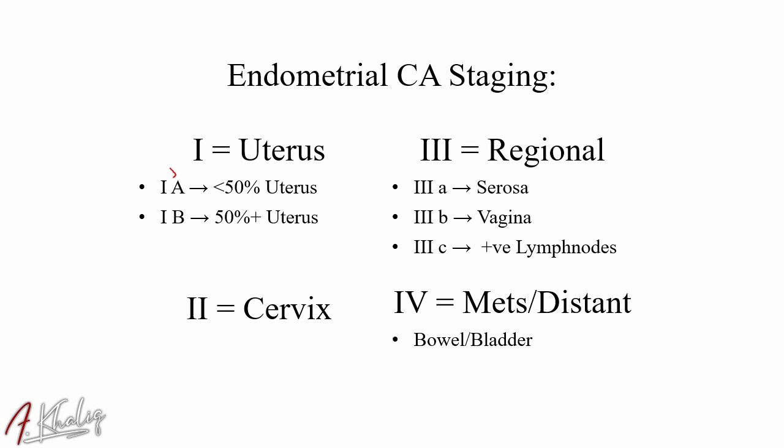Now, if you talk about the staging of the endometrial carcinoma, in stage 1, the lesions are in the uterus. In stage 1A, less than 50% of uterus is involved, while in stage 1B, more than 50% of uterus is involved. In stage 2, the cervix is involved. In stage 3, the regional mets of the endometrial carcinoma are seen. For example, in stage 3A, you're going to have the serosa involved. In stage 3B, the vagina is involved, and in stage 3C, you have positive lymph nodes. While in stage 4, there are distant mets. For example, you will see mets in the bowel and bladder.